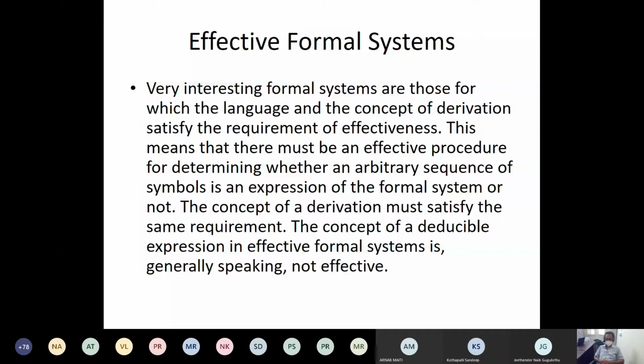The concept of a deducible expression in effective formal systems is, generally speaking, not effective. That means, given a particular deduction, you should be able to see whether, yes, of course, this is according to the inference rules. But if I try to generalize it, which formulas are deducible and which are not, in general you may not have an algorithm for this. That means they are generally speaking not effective. Okay. We will see examples of that.